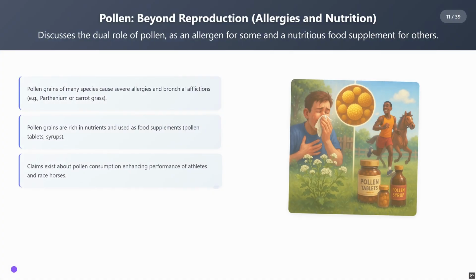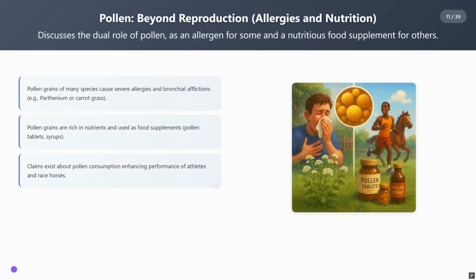Now, pollen isn't always just about reproduction, is it? I remember reading about some other aspects, allergies, for instance. You're absolutely right. Pollen grains from many species can be a real problem for some people, triggering severe allergies, respiratory issues like asthma, bronchitis. A very common culprit, especially here in India, is parthenium, or carrot grass. It actually came in as a contaminant with imported wheat, and now it's everywhere, causing significant pollen allergy for lots of people. Oh yes, parthenium allergy is quite common.